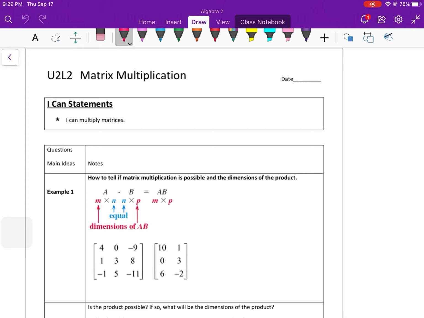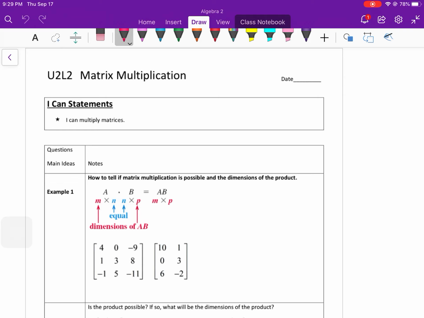Hey class, today we're going to talk about matrix multiplication. I'm going to show you how to do this by hand, but also how to do it using the calculator. It's one of those things that is kind of tedious, and so technology is really helpful in helping us find the product of two matrices.